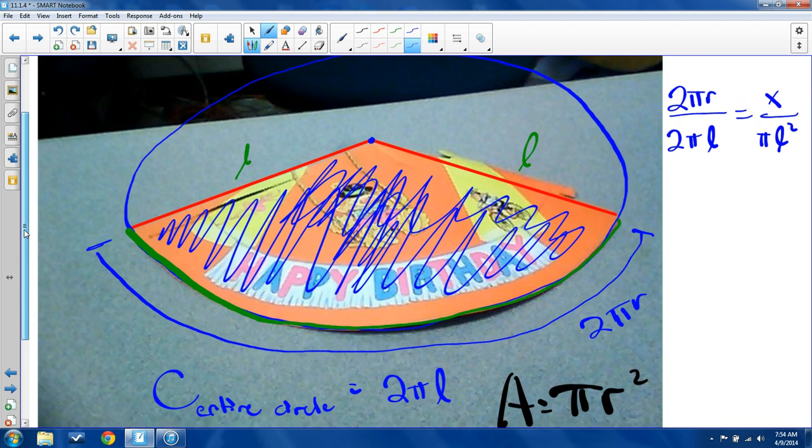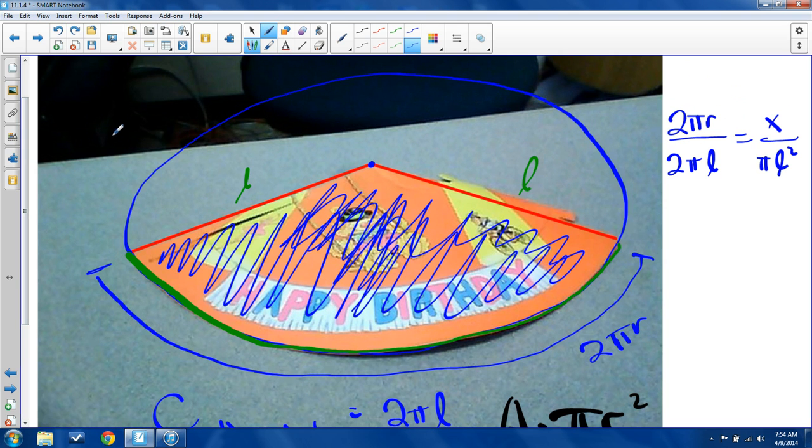Okay? I know this is weird, mostly probably because you're using a bunch of letters and because we're using R in a different way now. And L is like, oh, what's L? What's this L thing? Well, L is the slant height of the cone. So to solve for X, the area of this sector right here, let's multiply both sides by pi L squared. So that'll cross out pi L squared over here, and we'll multiply it by this side here. So x equals 2 pi r over 2 pi l times pi l squared.